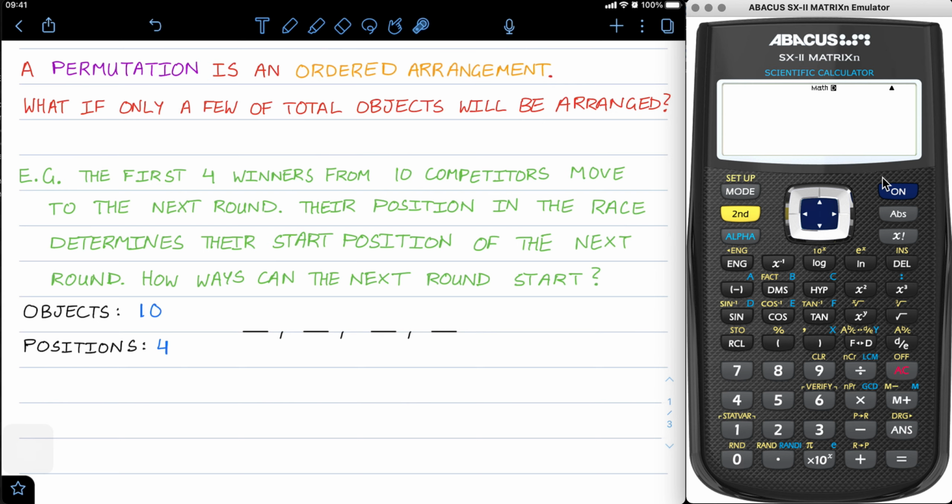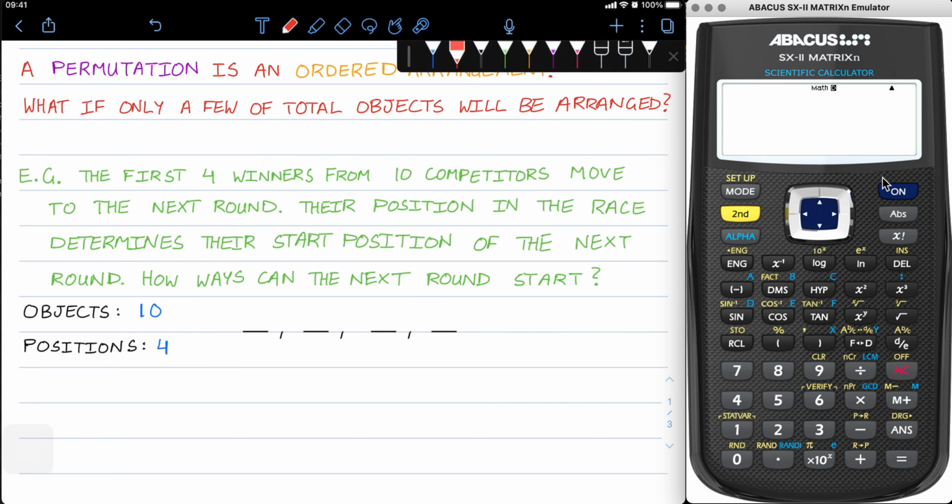So in this case, let's figure out how many objects there are and how many positions are available. I've actually already filled it out here. The objects that we can choose from are the competitors. There are 10 possible competitors or objects. The positions that we have to place them into, there are only 4, because only the first 4 winners matter.